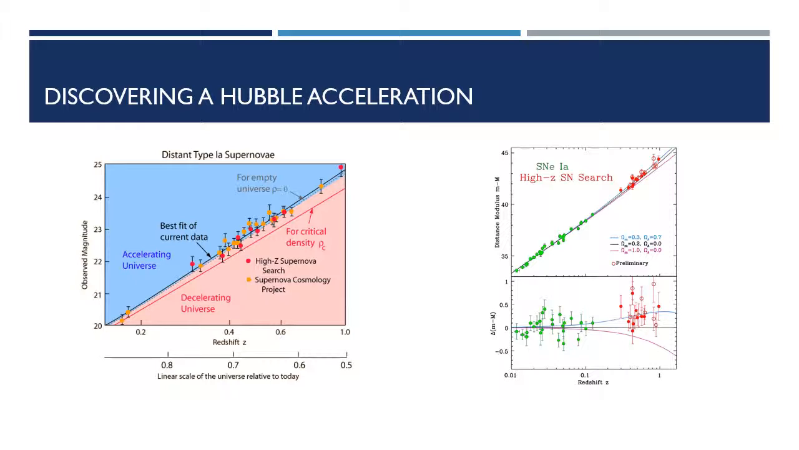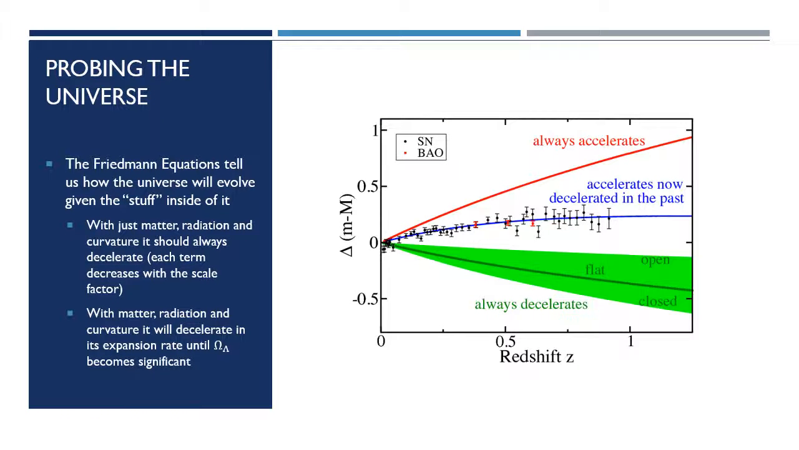So basically you're comparing, in this particular example, the blue curve and the red curve. And you see that the data agrees a lot more with an accelerating universe that has a significant fraction of the fractional energy density made up of dark energy. Here's another example.